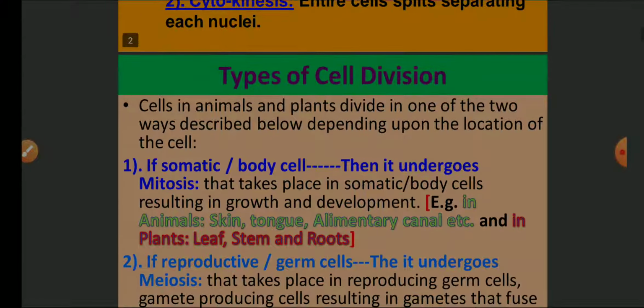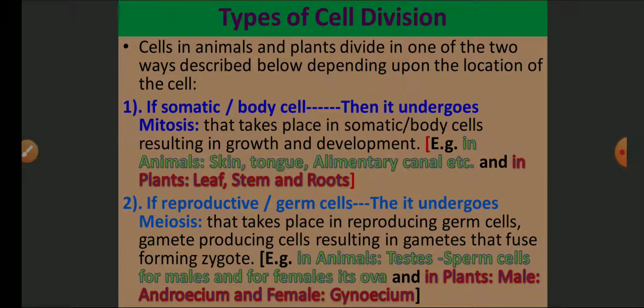Type of cell division. Cells in animals and plants divide in one of the two ways described below, depending upon the location of the cell. This we have already seen in the previous episode, that cell division occurs depending upon the site, depending upon the location of the cell.